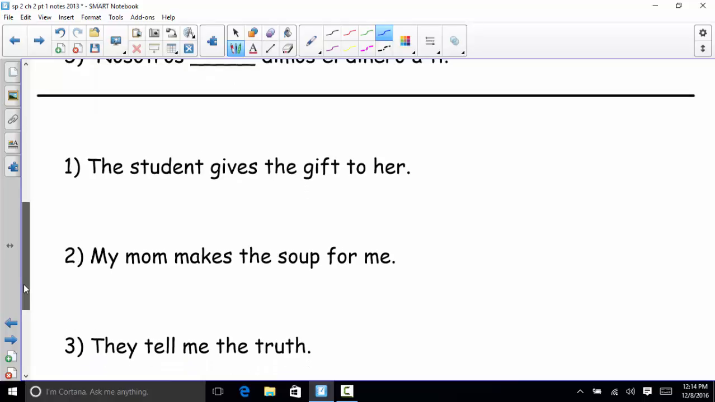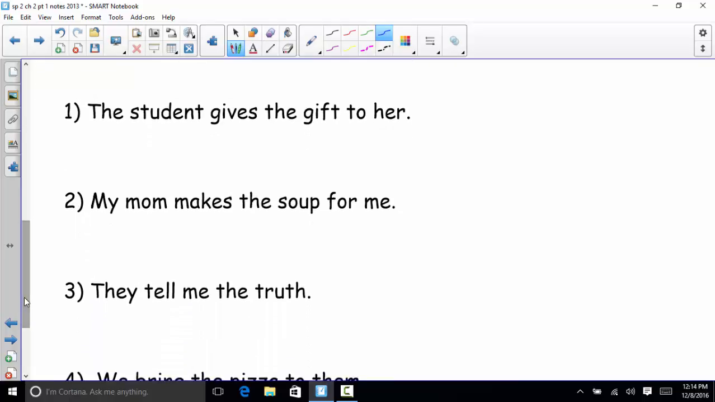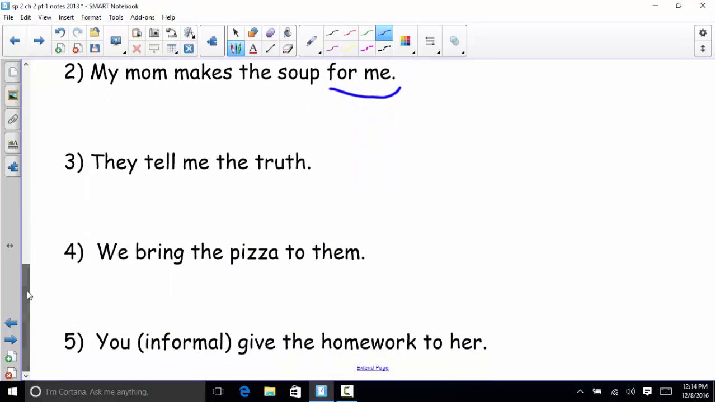Okay, a little more difficult on the bottom, we're going from English to Spanish. So first I need to figure out in these sentences what the indirect objects are. So in English, the student gives the gift to her. To whom does the student give the gift? To her. So that's my indirect object. Number 2, my mom makes the soup for me. For whom does she make the soup? For me.